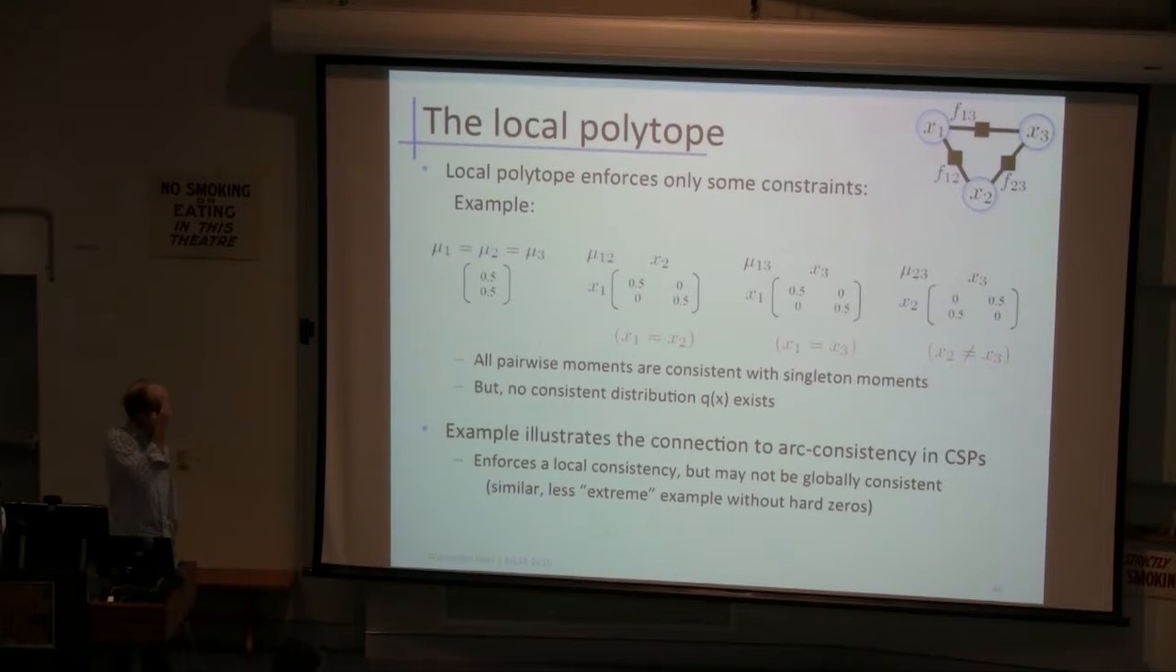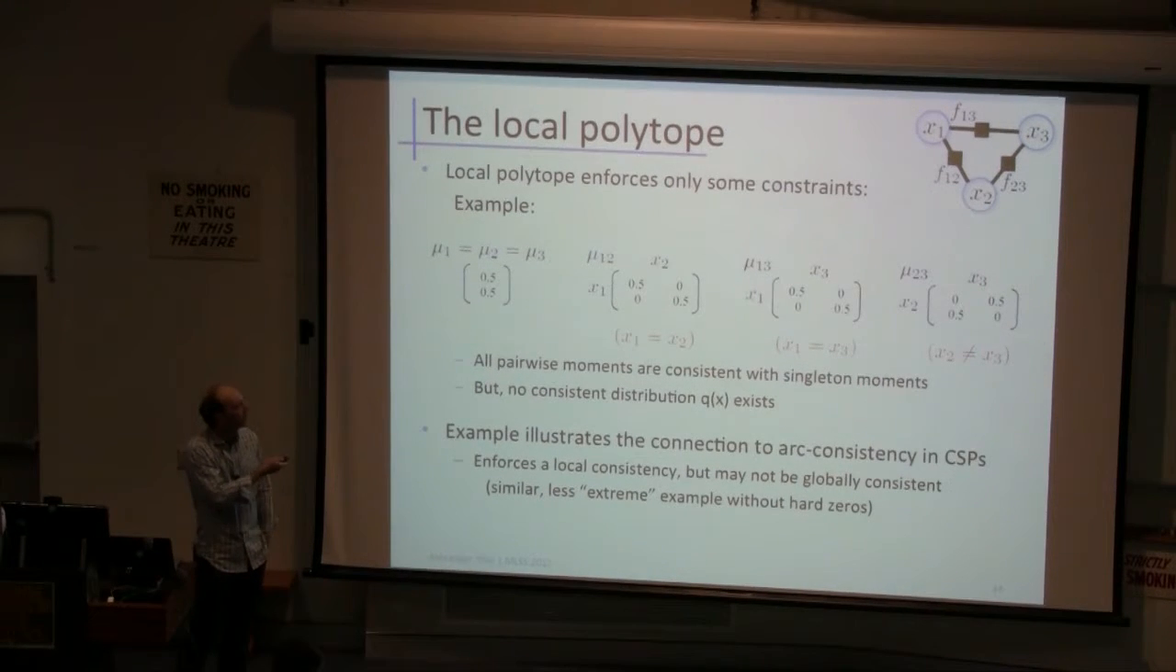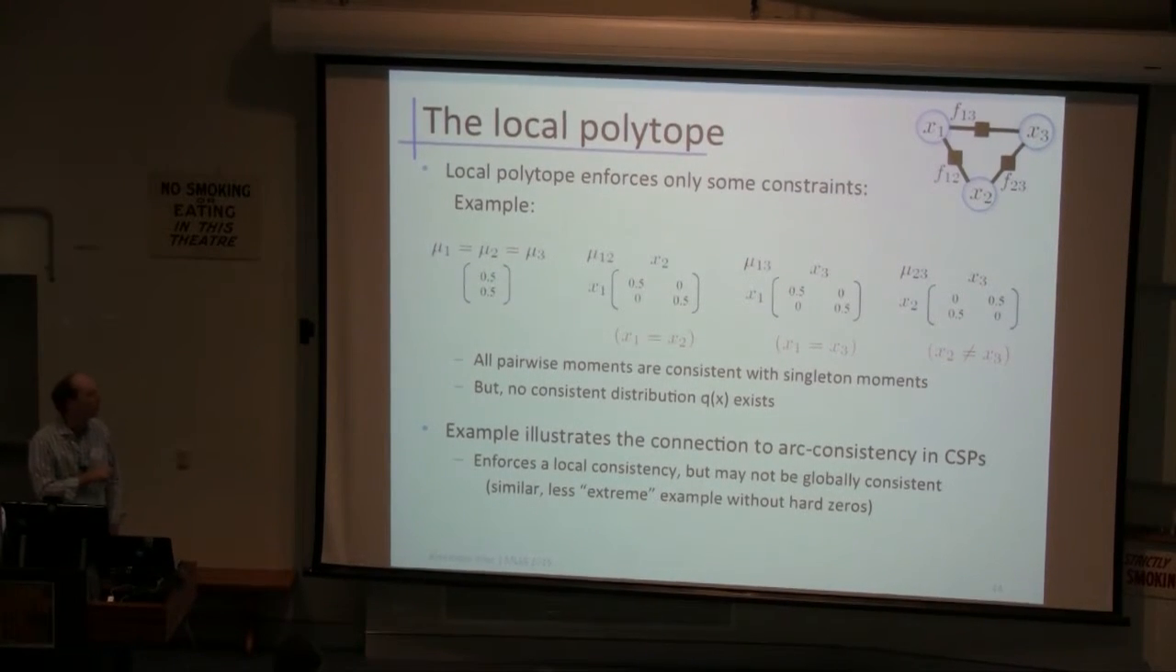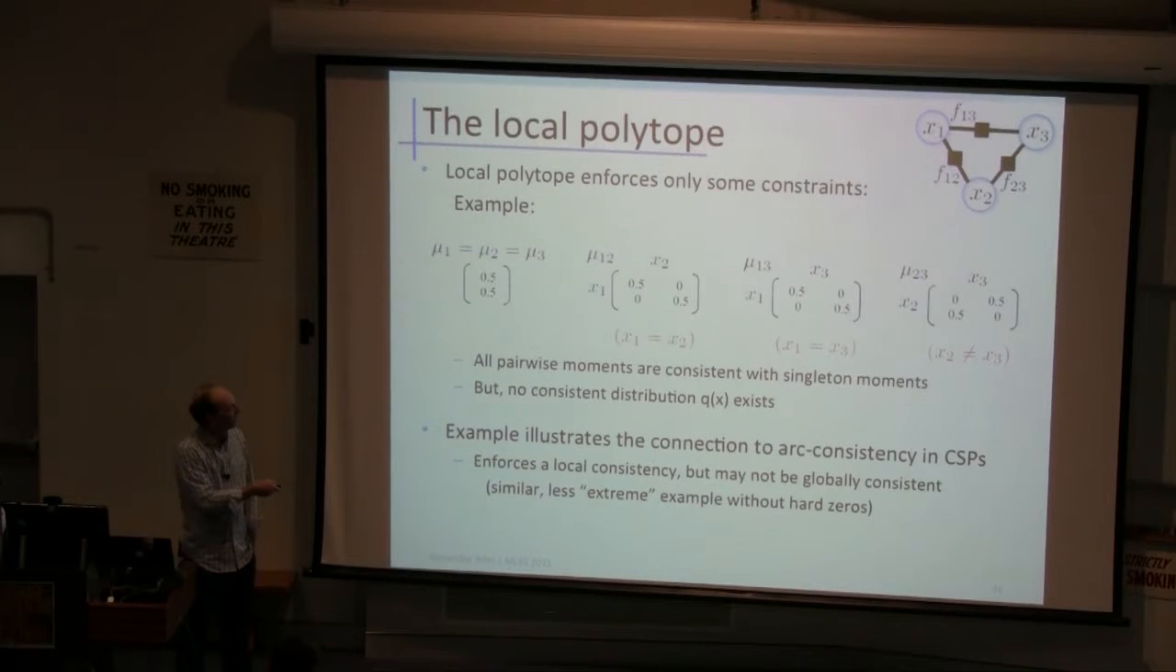If you're familiar with things like arc consistency in search, this is exactly the relaxation of arc consistency. In arc consistency, we reason about local relationships in the constraint system, and we enforce that they need to be locally consistent. But even once we've enforced that local consistency, the system might not be globally consistent.